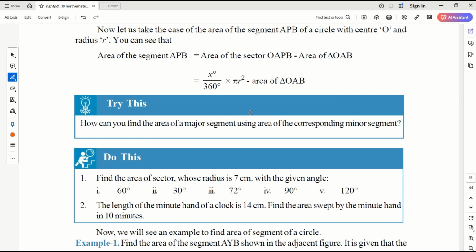How do you find the area of major segment? Pi r square is the area of circle, and subtract the minor segment, you will get it. You can change this, but I try to do easy ways. Find the minor segment area and subtract it. That's the best actually.